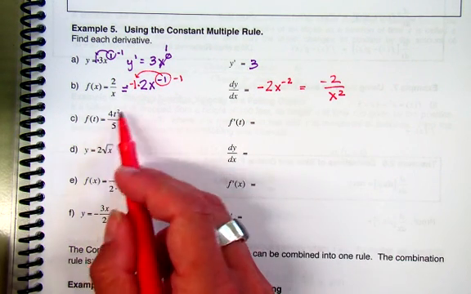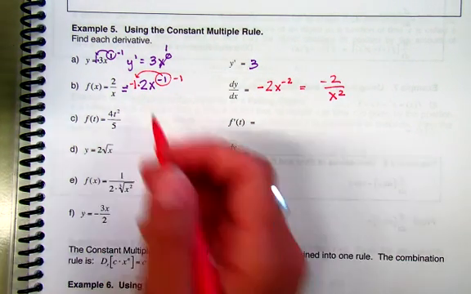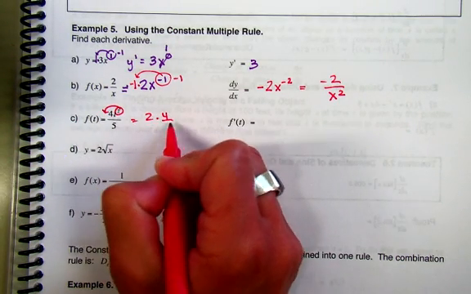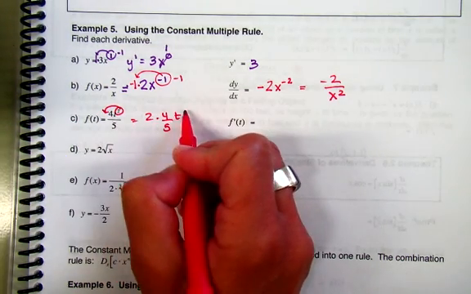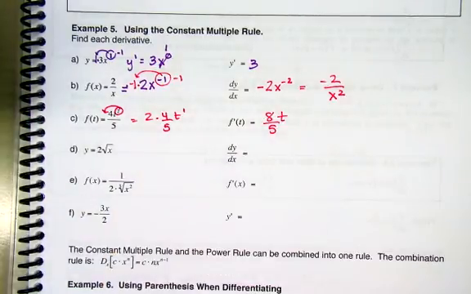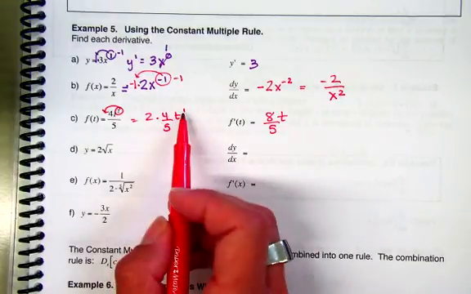4/5 t squared, what are we going to get? All right, so it would just be 8/5 t. Does that make sense? Take the 2, move it in front, multiply it by the coefficient that's already there, subtract 1 from your exponent, power rule.